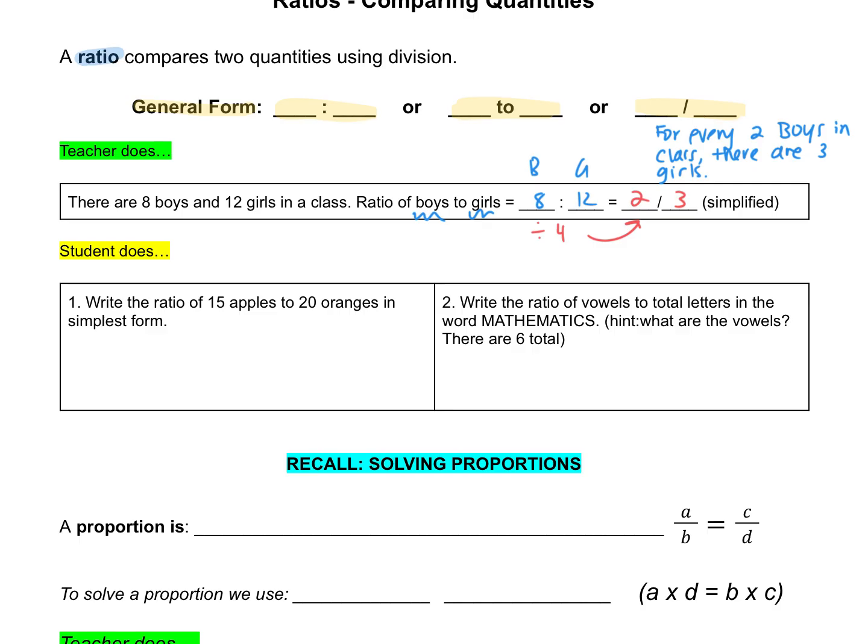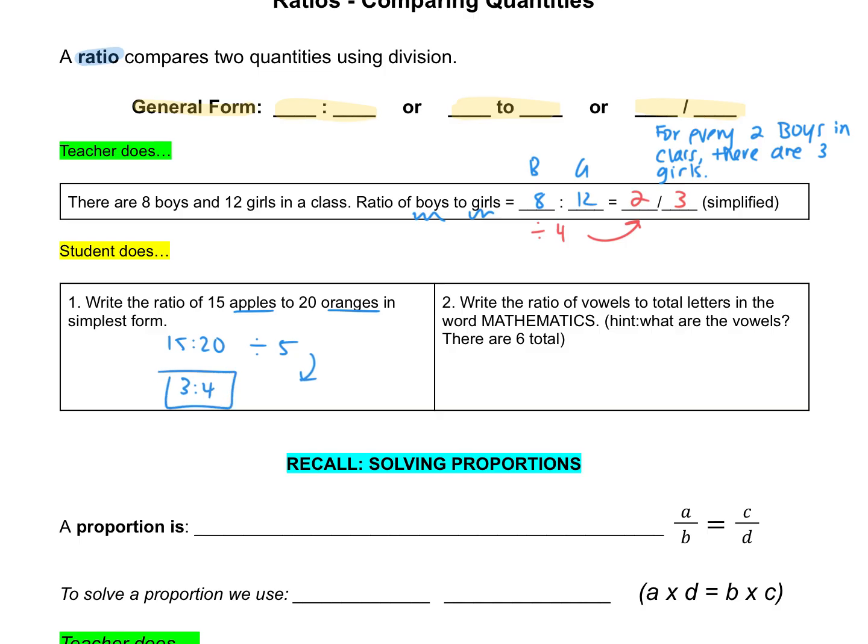I would like you to do the next 2. So take 1 minute and solve those next 2, please. We're going to go over these real quick, though. Write the ratio of 15 apples to 20 oranges in simplest form. Eric, what did you get? For the apples to oranges. For simplify? Sure. I got 3 to 4. Great. So 15 to 20, and then what did you divide by? 5. So we get 3 to 4. So for every 3 apples, there are 4 oranges.